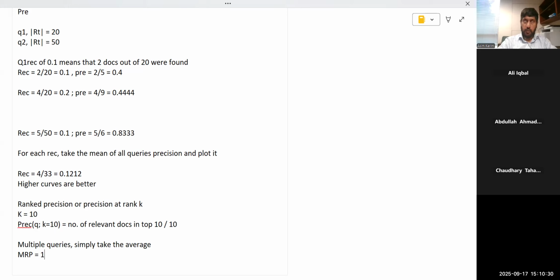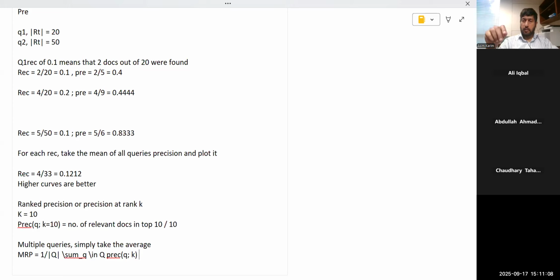So if I want to write this, 1 divided by |Q|, this is a summation operator over q in Q, and then you have of course the precision here, precision at k for query q. ठीक है, एवरेज ले सकते हैं. So this is called the mean rank precision, or the mean of precision at rank k for multiple queries.